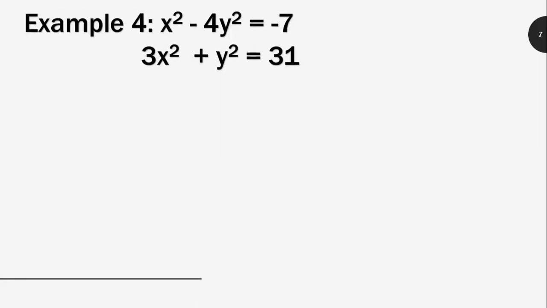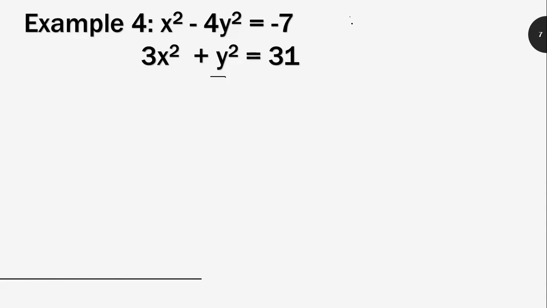Example number 4, the last example for the substitution method. X squared minus 4y squared is equal to negative 7. And equation number 2: 3x squared plus y squared is equal to 31. Okay, so last in example 3, we used the x. So ito naman mag-y po tayo.